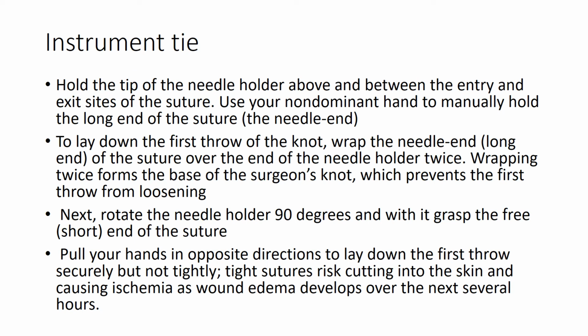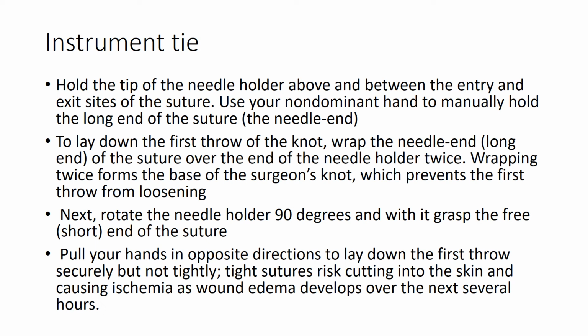Hold the tip of the needle holder above and between the entry and exit side of the suture. Use your non-dominant hand to manually hold the long end of the suture, the needle end. Then to lay down the first throw of the knot, wrap the needle end, the long end of the suture, over the end of the needle holder twice. Wrapping twice forms the base of the surgeon's knot, which prevents the first throw from loosening. Next, rotate the needle holder 90 degrees and grab the free, meaning the short end of the suture. Then pull your hands in opposite directions to lay down the first throw securely, but not tightly.